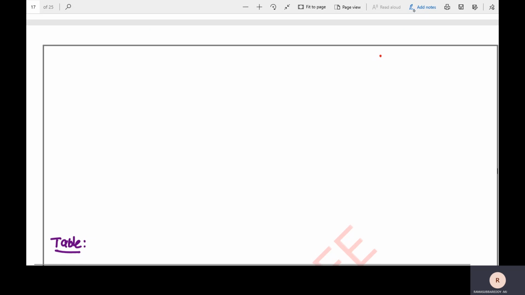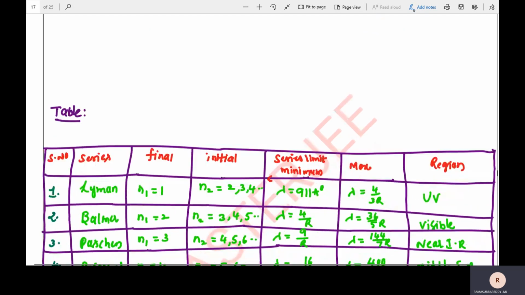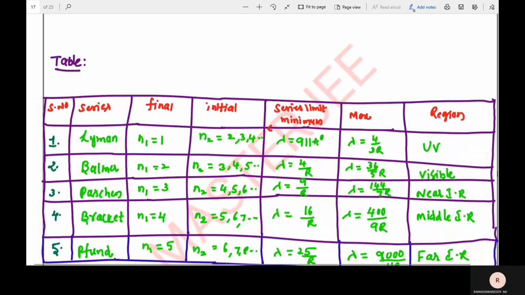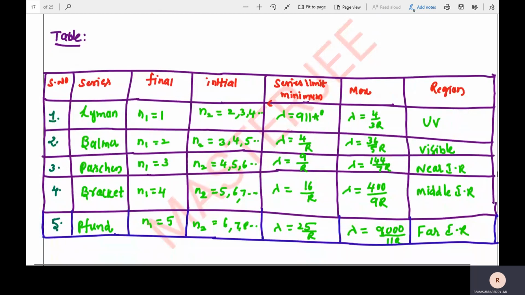What are the series? We'll see here. We take the spectrum now. In this spectra we have a collection of series. This collection of series we call spectra. So Lyman series, Balmer, Paschen, Brackett, and Pfund.